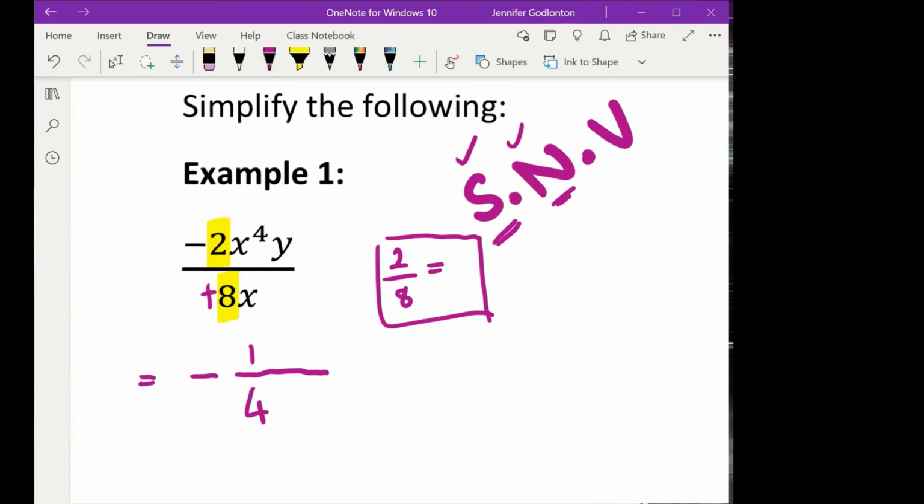Now all I have to do is look at my variables. I've got 4 x's at the top and I've got 1 x at the bottom, which means one of my x's is going to take away from 4 at the top, and I'm going to land up with 3 x's at the top, and I've got my y just chilling there. You don't need to write the 1, but you can write the 1 if you would like to.